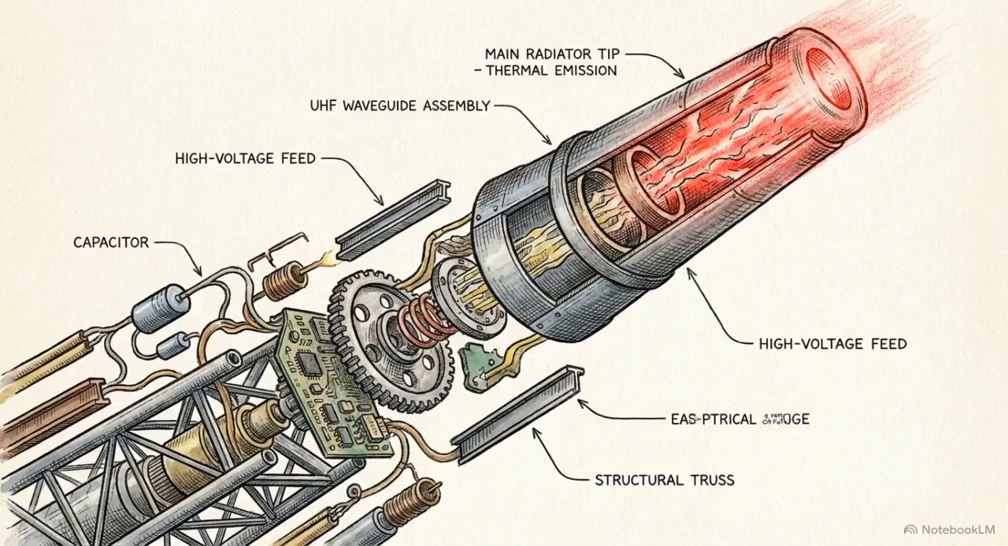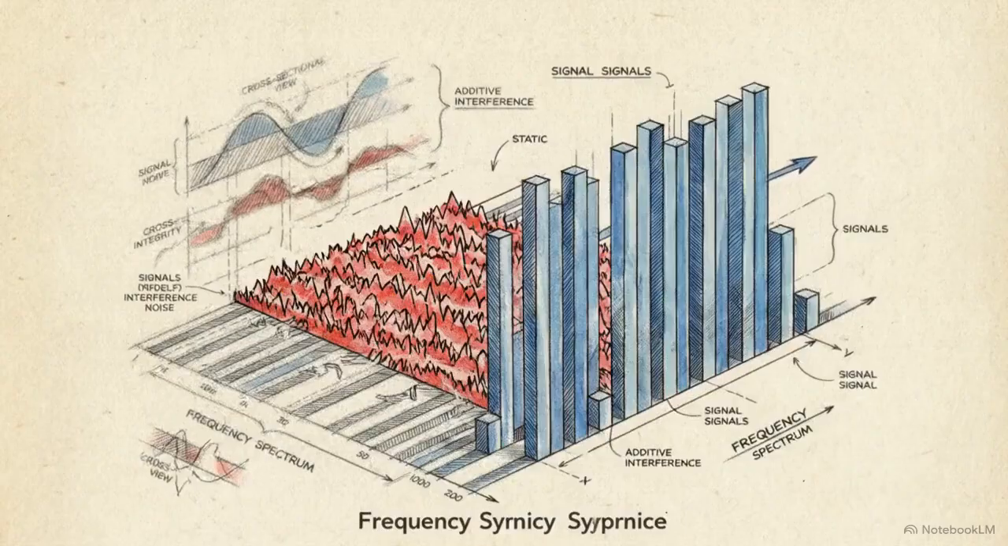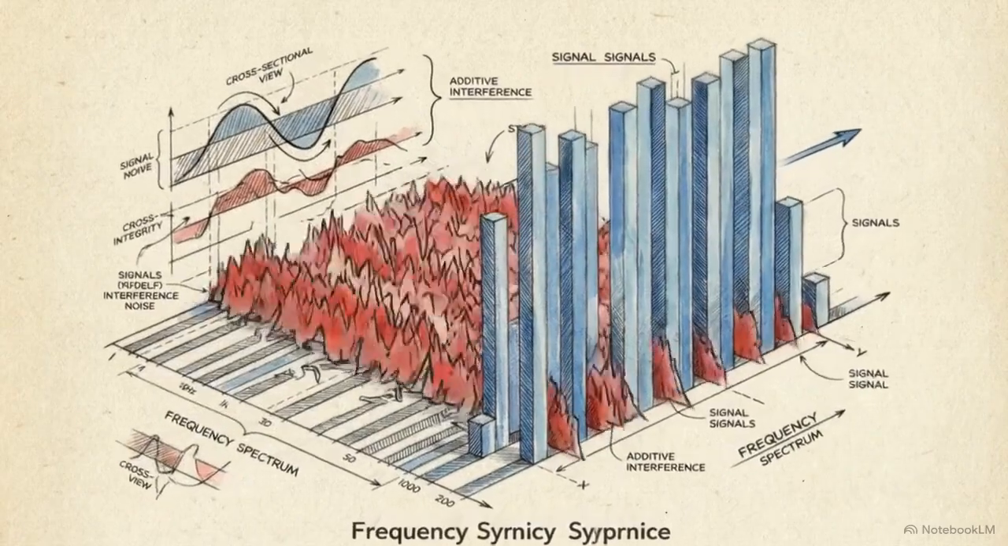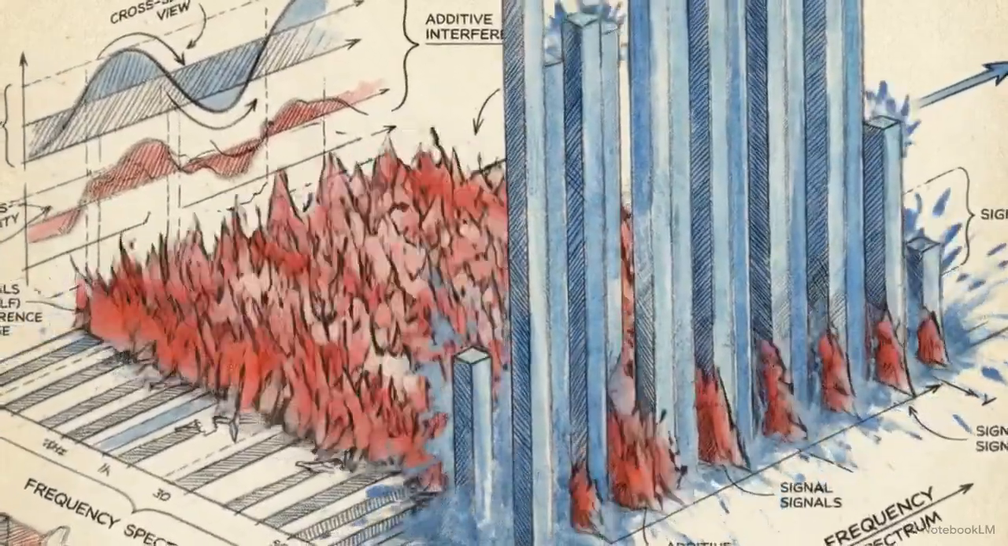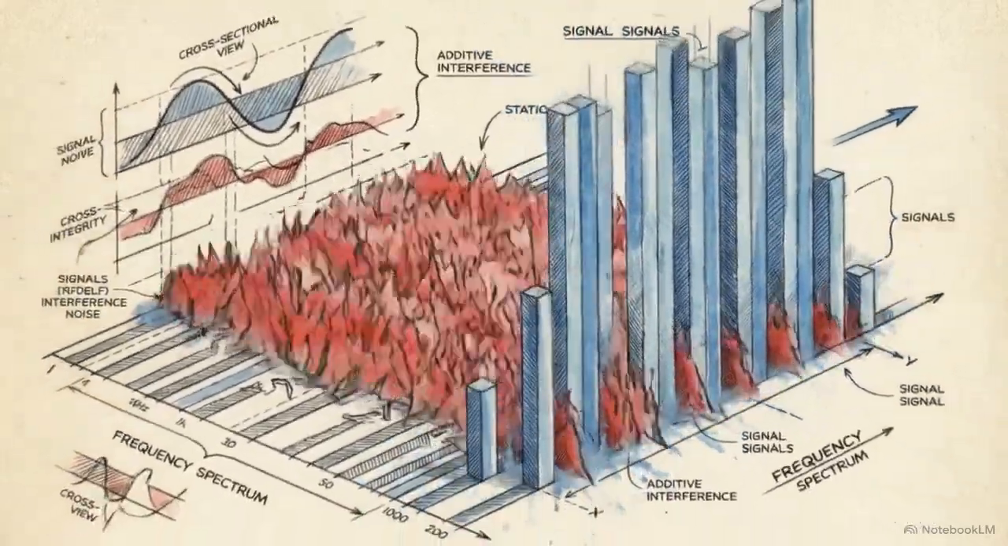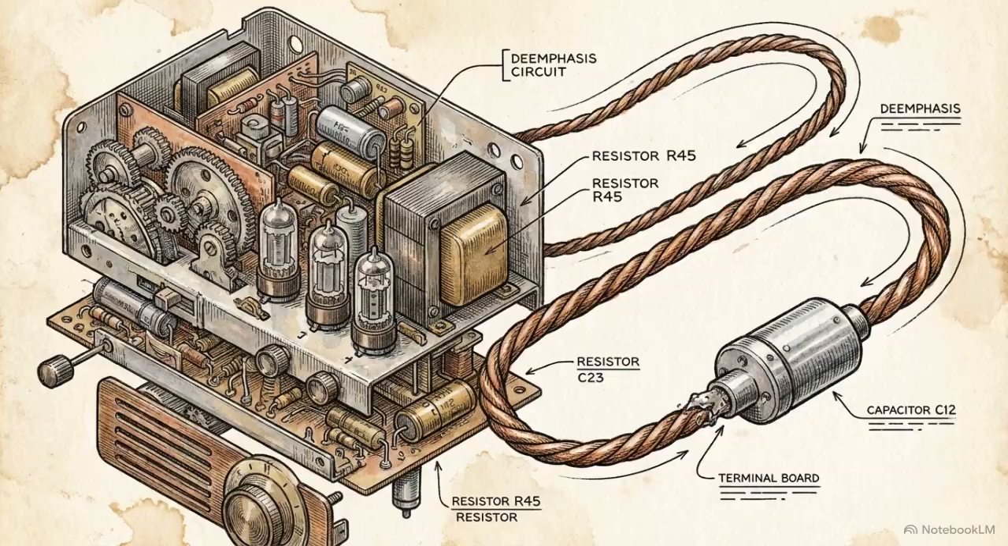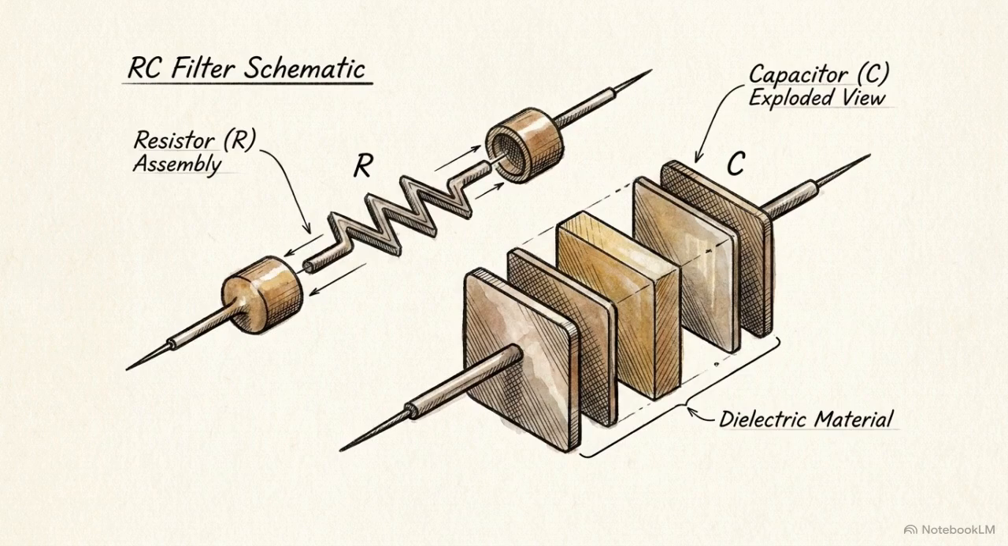Before the signal even leaves the transmitter, a preemphasis circuit artificially boosts the amplitude of the high-frequency audio components, giving them enough power to punch through the environmental phase noise. Once the signal reaches the receiver and passes the demodulator, it encounters the deemphasis circuit. This is a passive RC low-pass filter, specifically calibrated with a 75 microsecond time constant.